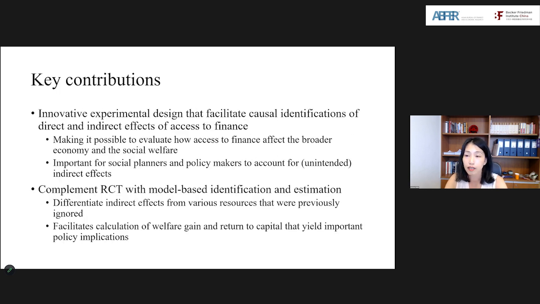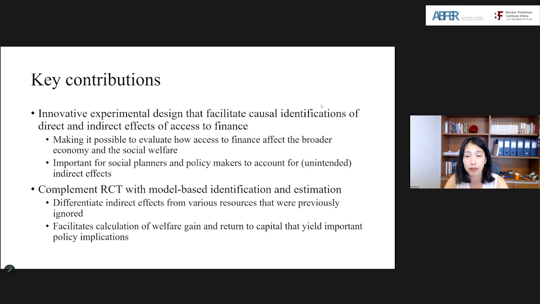So it highlights several contributions, and what I think is particularly important is the following two. First, it comes up with a very innovative experimental design that facilitates causal identification of not just direct but indirect effects of access to finance. And I think this is very important for policy making, as policymakers are usually concerned about the aggregate rather than the particular effects on a particular group of people who are treated. Whenever a policy is introduced, it typically benefits some groups at the cost of others. So from the social planner's perspective, it'll be more interesting to account for all possible effects, either direct or indirect.